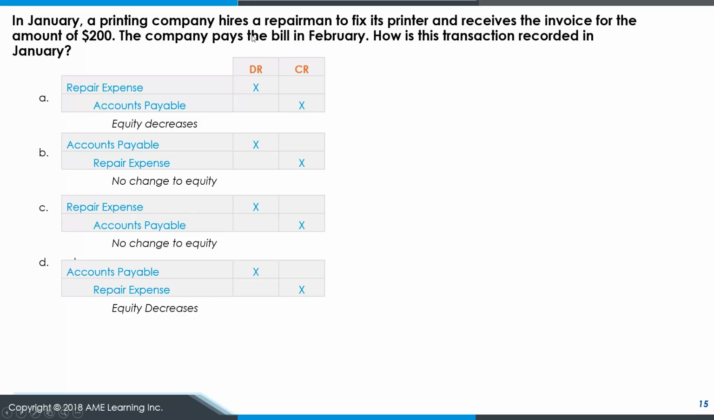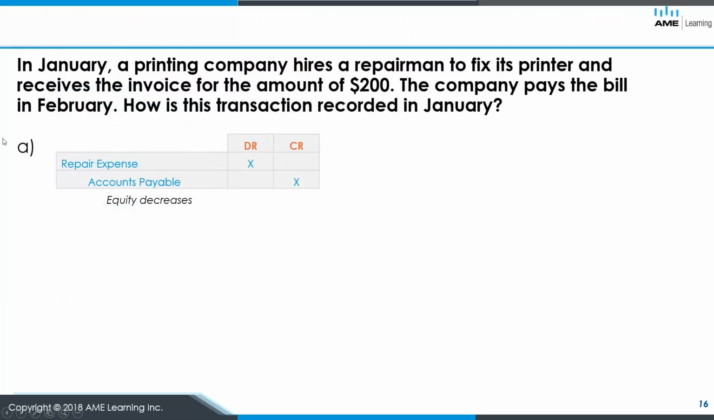Okay, in January, a printing company hires a repairman to fix its printer, receives the invoice for the amount of $200, pays the bill in February. How is this transaction recorded in January? And that's where we're going to have accounts payable and expense increasing. Equity is going to decrease because we have the expense being recorded. So it's funny, A and C are the same transaction, it looks like, but this one notes equity decrease and the other no equity decrease. So I think A here should be the answer.